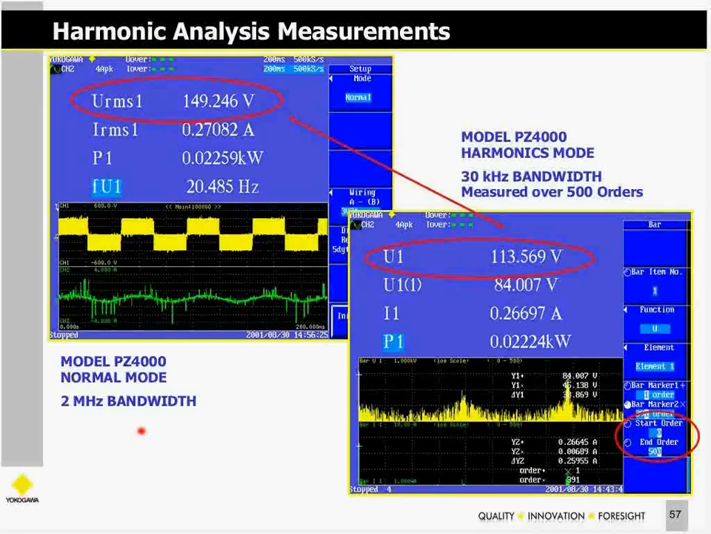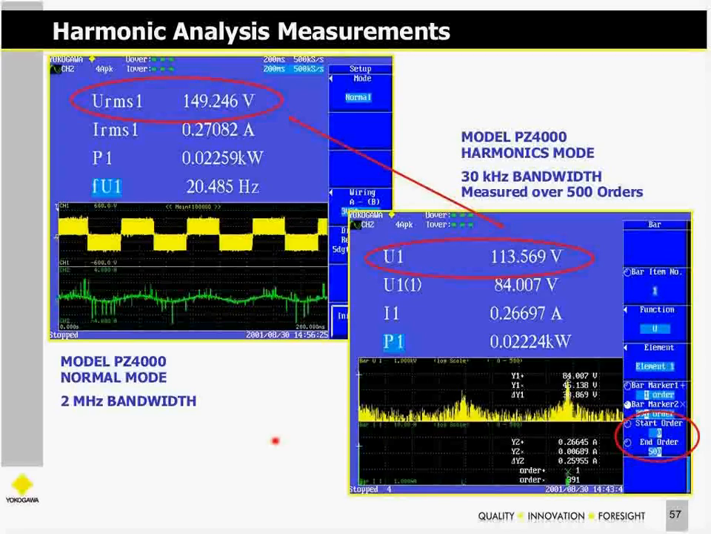And if we look at the harmonic analysis, we can see this voltage. It's got some beat frequencies, but this goes out to 500 orders. Well, the 500 orders is only a 30 kilohertz bandwidth. Sounds like a lot, but that's where we're missing all of this voltage content. Here we're making the true RMS calculation out to 2 megahertz. This is where we have to be careful with the instrumentation and how you're using it and what you're getting.